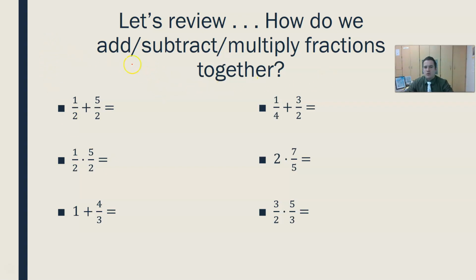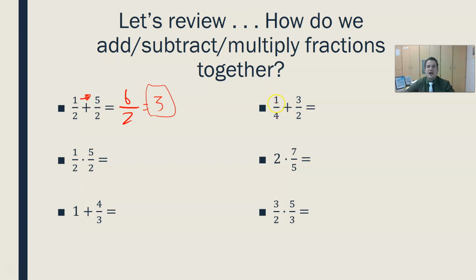When I add fractions together, like 1/2 plus 5/2, the denominators have to be the same. I can add those together because the bottoms of these fractions are the same. I add the tops together, that gives me 6/2, or 6 divided by 2, which is equal to 3. So 1/2 plus 5/2 is 6/2, or 3.